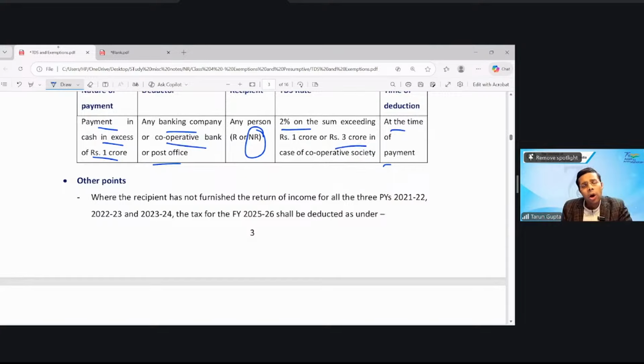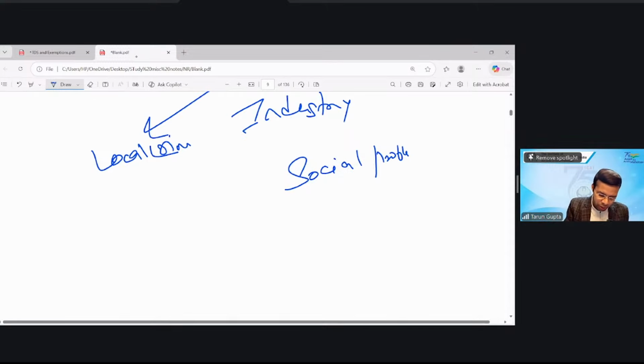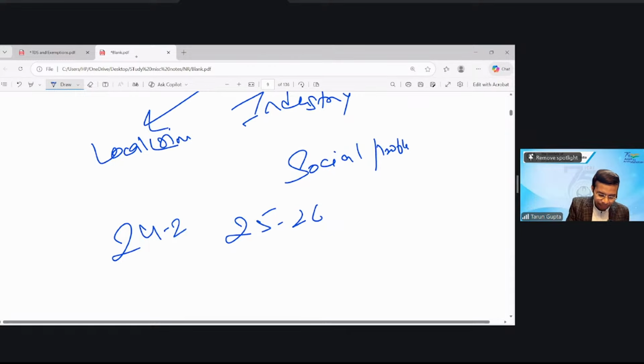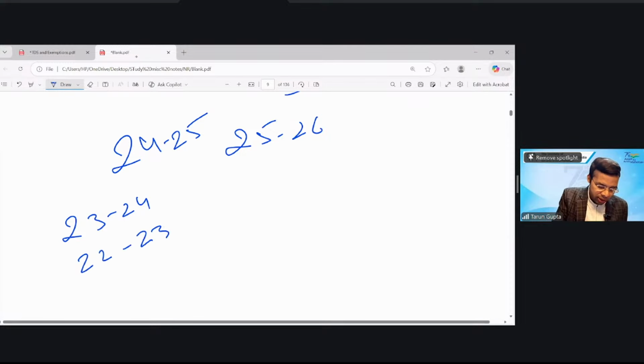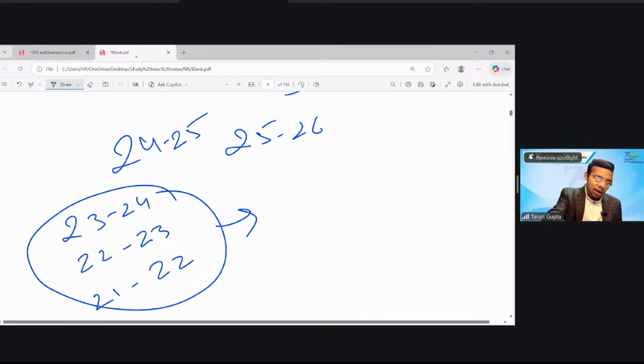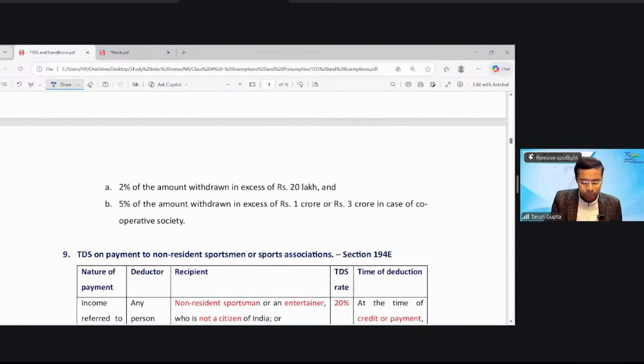It also says if you have not furnished a return for 3 years, which 3 years? Whatever is the year of your withdrawal, say you withdraw in 25-26, then you leave 24-25, and we will see the 3 years before that, meaning 23-24, 22-23, 21-22. If you have not filed the return for these 3 years, then tax shall be deducted at 2% on the amount exceeding rupees 20 lakh and 5% on the amount exceeding rupees 1 crore. 3 crore in case of cooperative societies. Do you understand this?